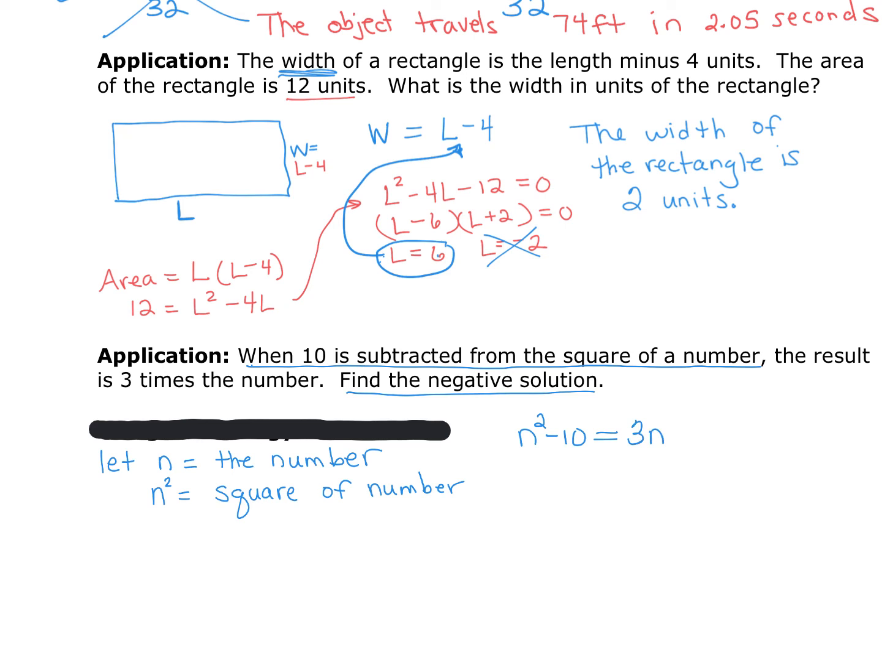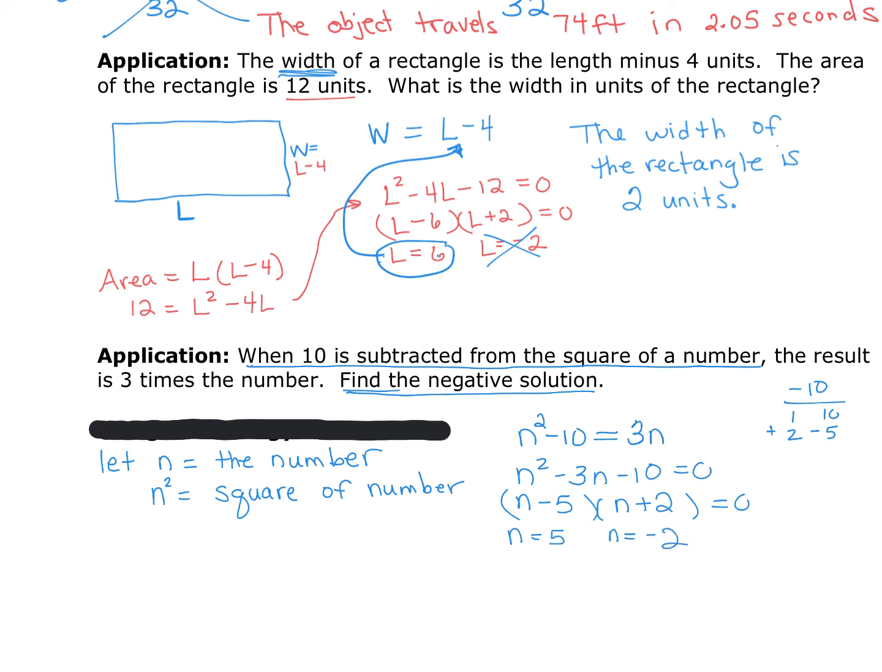This one's pretty straightforward, but I have identified my variable here. I am going to subtract 3n and put this in descending order. So 2 numbers that multiply to negative 10: 1 and 10, 2 and 5, I think negative 5 and positive 2. And we'll get n equals 5 and n equals negative 2.